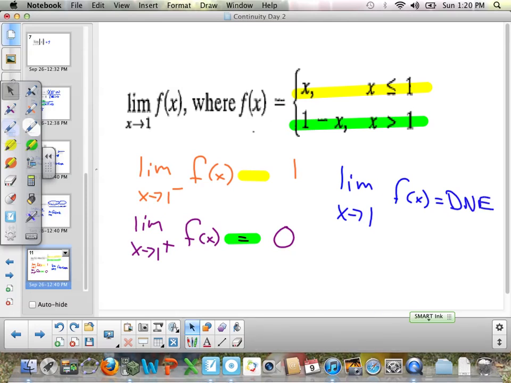Okay. So in conclusion, the left-hand limit and the right-hand limit: you're just breaking your overall limit into two sides. As long as those two sides exist and agree, you have a limit for the function.